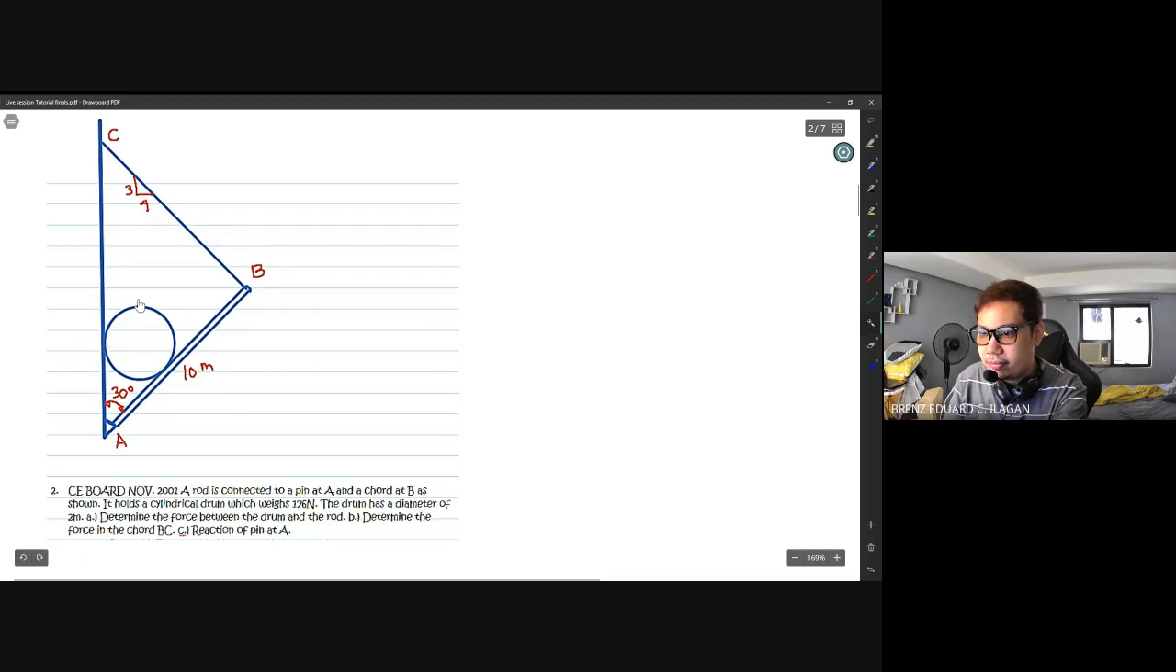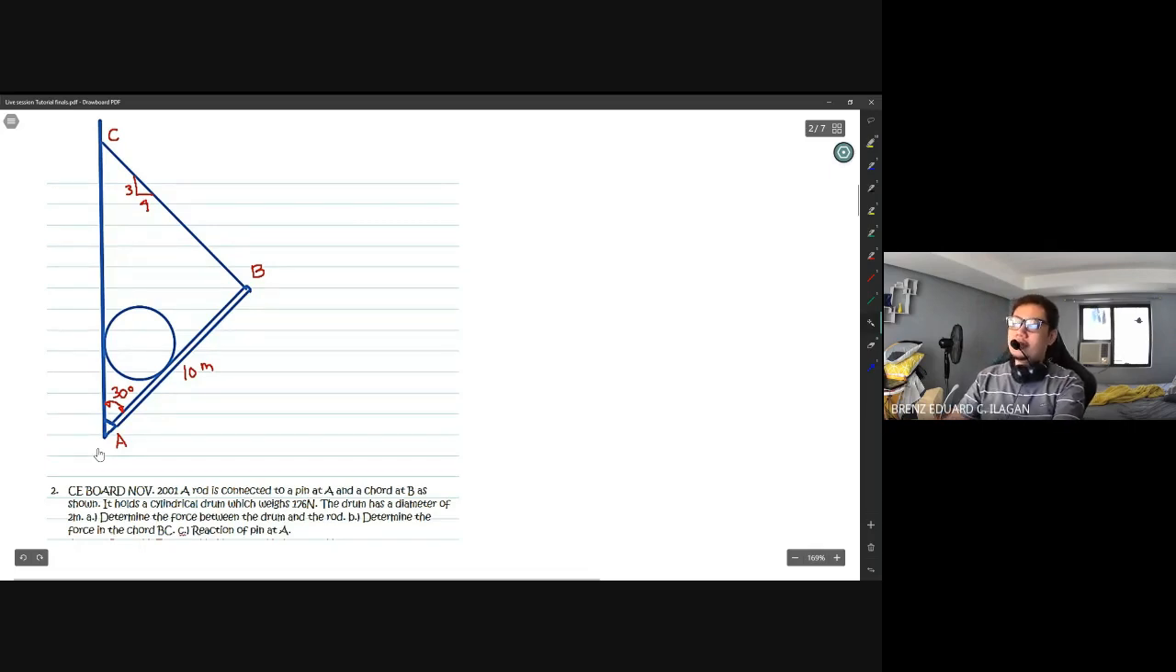Ito nga, nagsusupport siya ng isang drum which weighs 176 Newton. So the drum has a diameter of 2 meters. So for letter A, determine the force between the drum and the rod. Okay, so meron siyang contact pressure dito or contact force or normal force. So determine the force in the cord BC. So hinahanap yung tension sa cable na to. And also we are required to solve for the reaction at A.